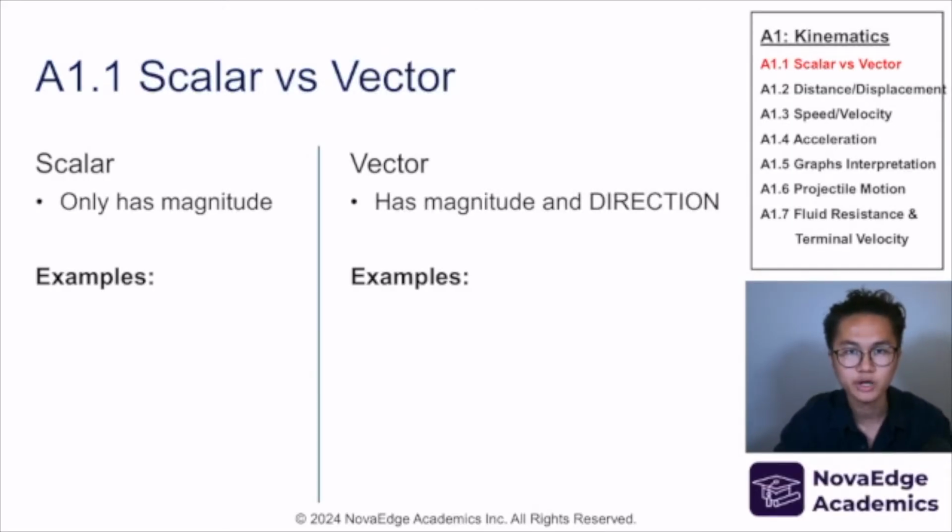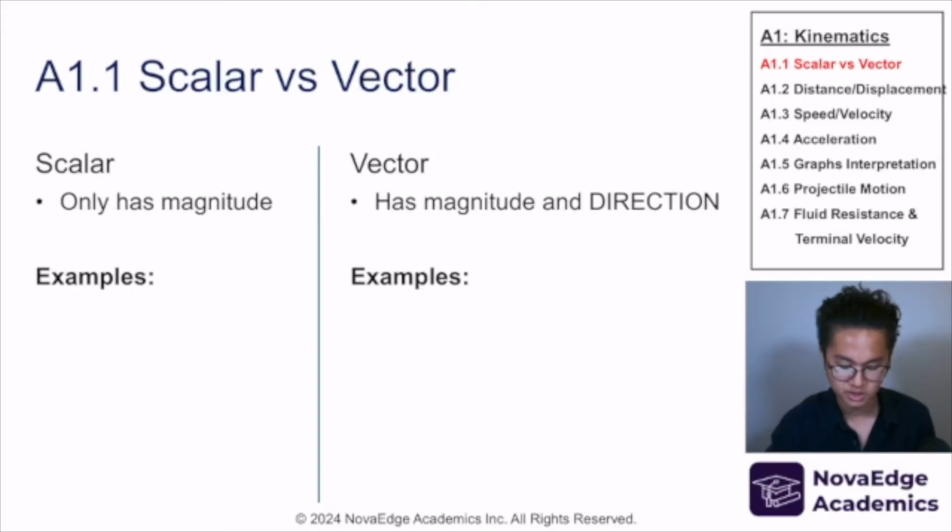I'm here with NovaEdge Academics, and today we'll be going over Topic A1 Kinematics Part 1. So first, we're going to start off with the difference between scalar and vector quantities. In the universe, we have a bunch of quantities that we allocate to either scalar or vector. As an example, a distance is a scalar quantity.